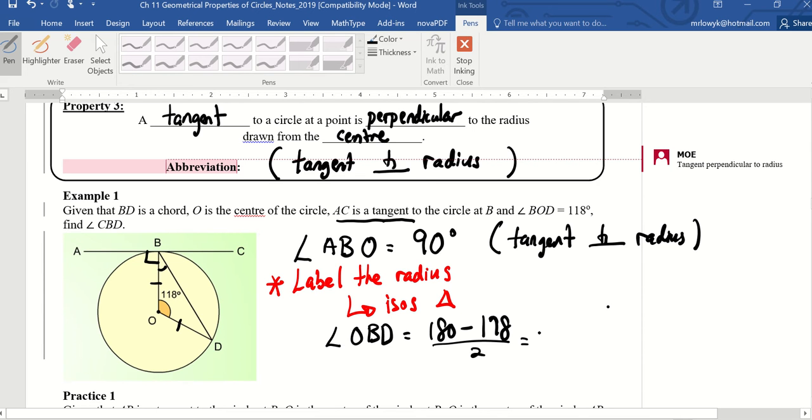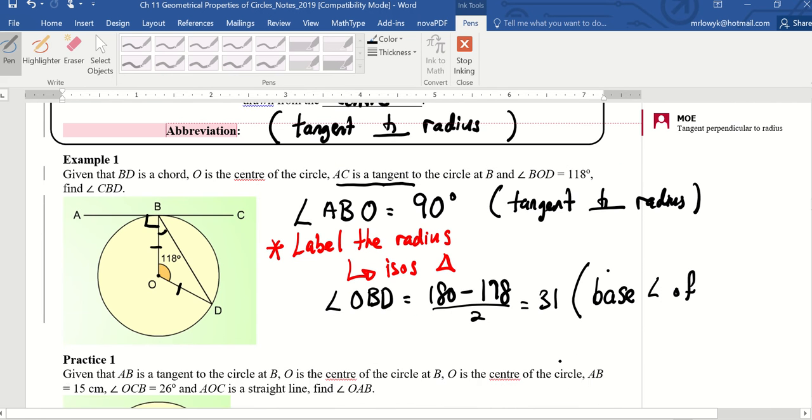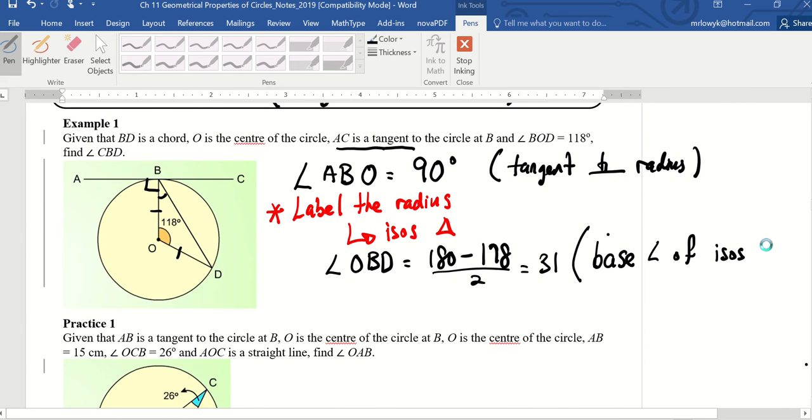Now, can you write down base angle of isosceles triangle. So if you want to recall the reason, this is the reason you have to write, because the two angles at the base of an isosceles triangle are equal. Now, after that, what do you do? I want to find this angle, right? So then I know angle CBD equals 180 minus 90 minus 31 equals 59. This one is angle on a straight line.